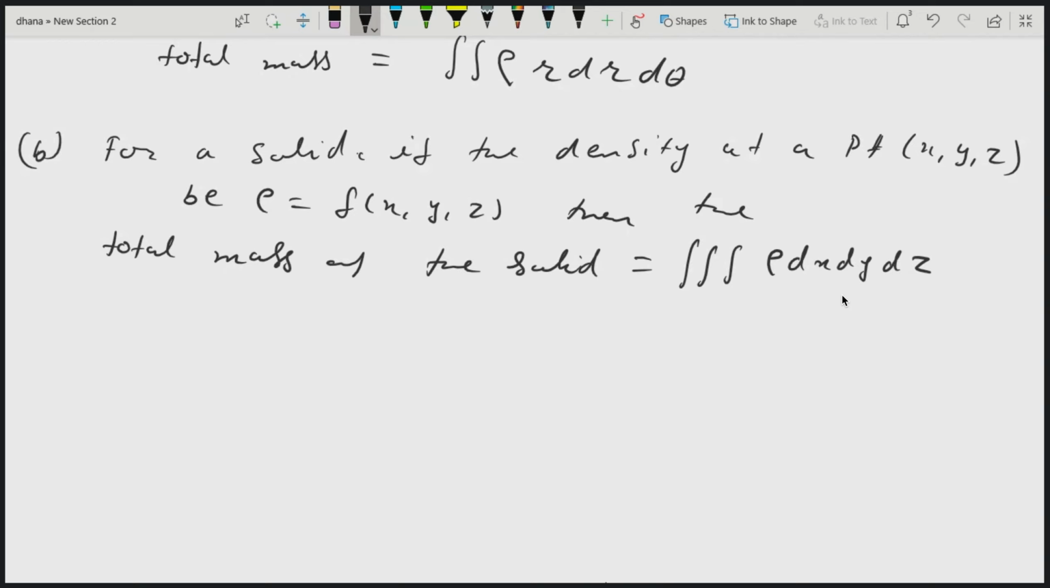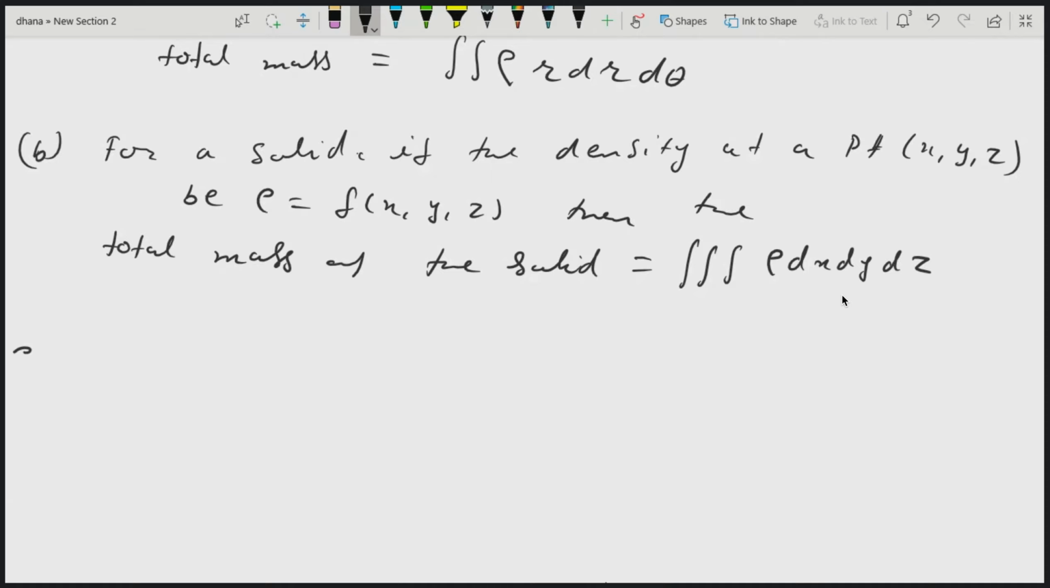Right now, keep in mind that for a plain lamina, you have to calculate the total mass in this form, either in Cartesian coordinates or in polar coordinates, it is a double integral. The rho function you will have with r dr d theta, or you will have rho dx dy. For a solid, it will be the triple integral of rho dx dy dz.